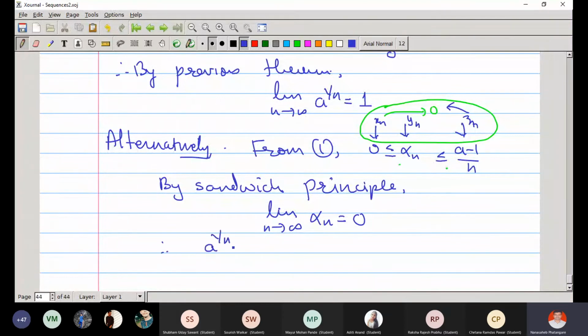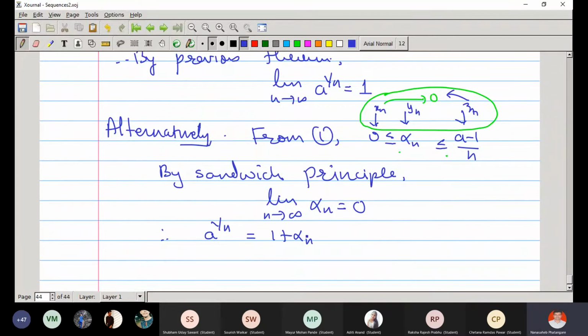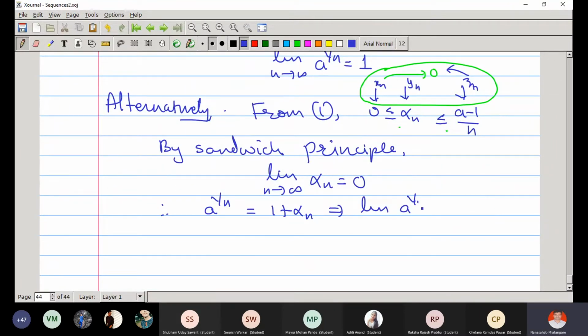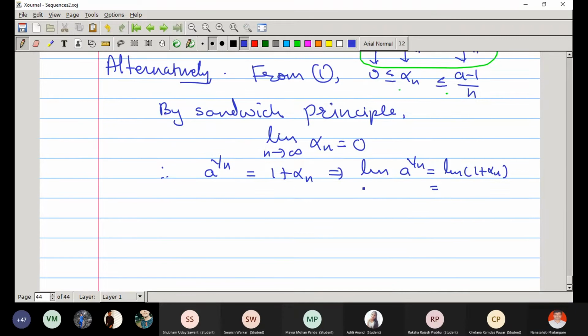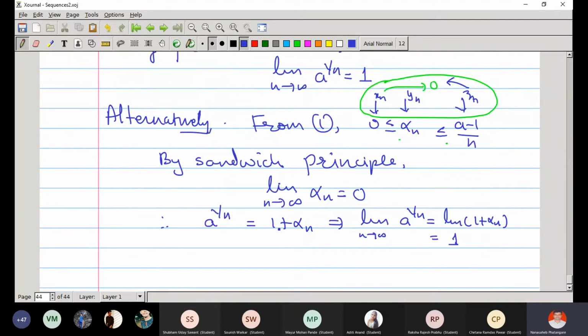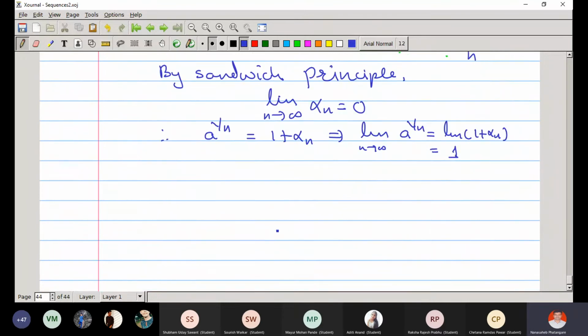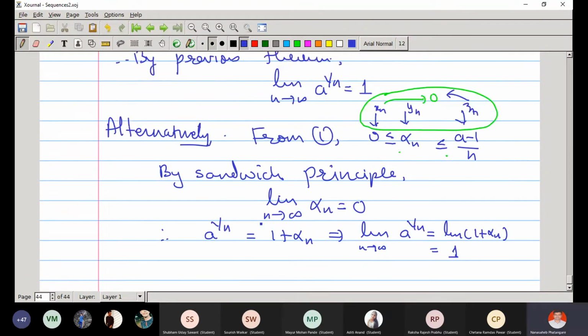Therefore, a raised to 1 by n is equal to 1 plus alpha n. This implies, what is the limit of a raised to 1 by n? It is 1, because the limit of a sum is the sum of the limits. So this is an alternative way, no problem. You can look at it in any way. Logically, if it is clear, then you can look at it in different ways. Correct?